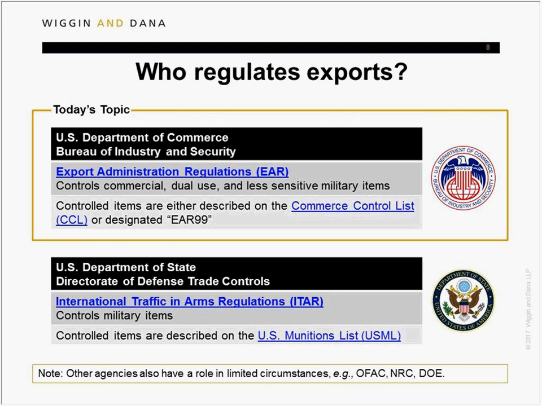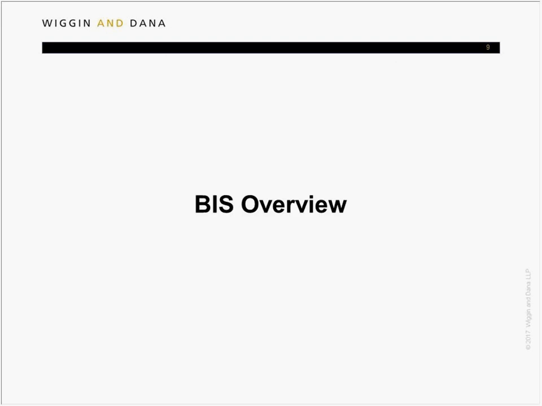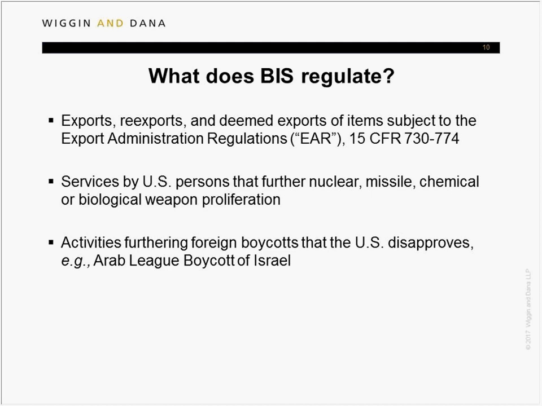So let's talk about the Bureau of Industry and Security, BIS. As I mentioned, BIS regulates exports of items that are subject to the EAR, the Export Administration Regulations. And you can find the EAR by looking up the site there, 15 CFR 730 to 774. It will be important, if you have to spend a lot of time with this, to actually look at the text of the regulations.